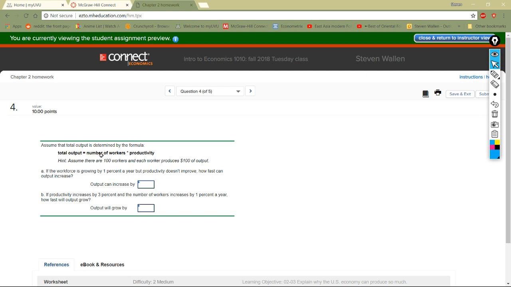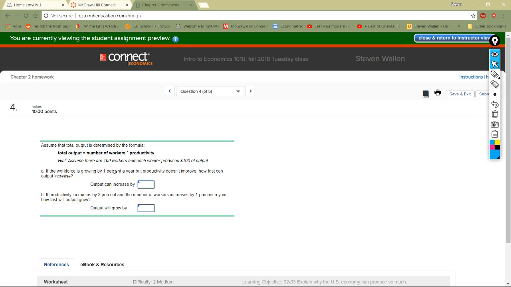Total output equals number of workers times productivity, which is pretty simple. We've got how effective our workers are versus how many workers. That's how much we're going to get out of a system. Either you need a lot of workers or a lot of very efficient workers to get a high number, or if you have both, you're going to get a really high number. So if the workforce is growing by 1% a year, but productivity doesn't move, how fast can output increase?